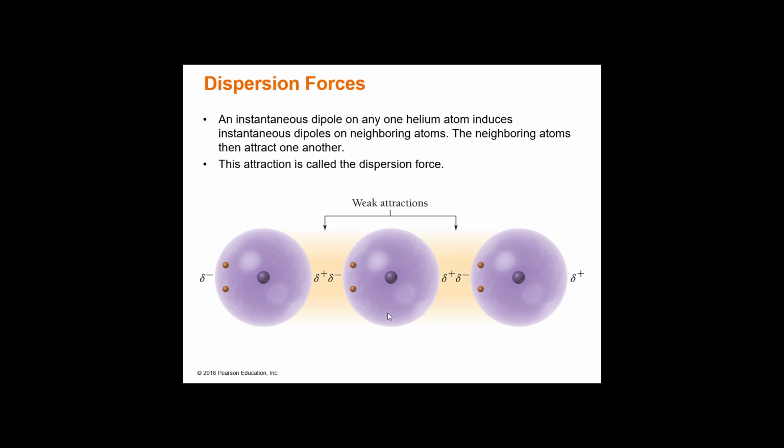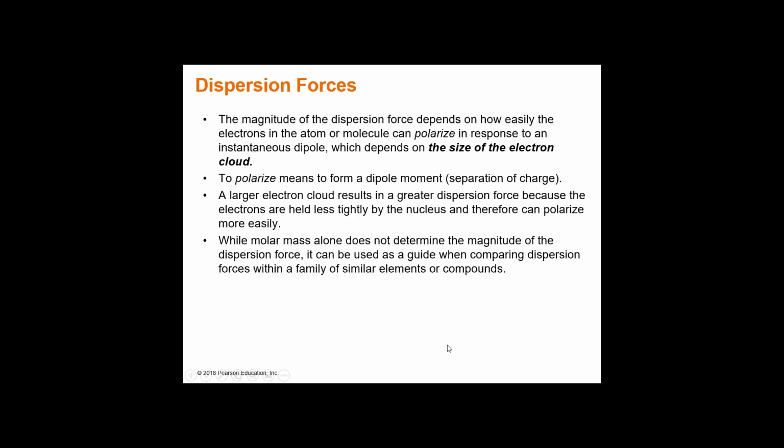So again, now you see these weak attractions because these electrons are moving, and it then adjusts with the other ones when they are moving, so they become more attracted to it or repel it away, depending on how these electrons are moving within it. So this is the dispersion forces.